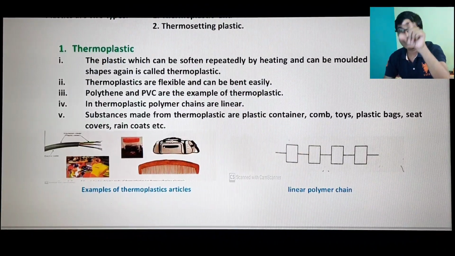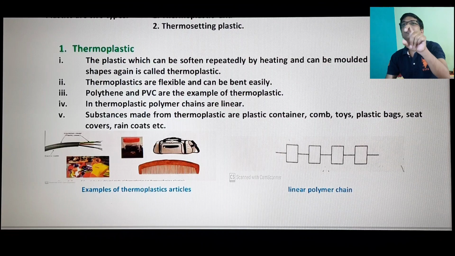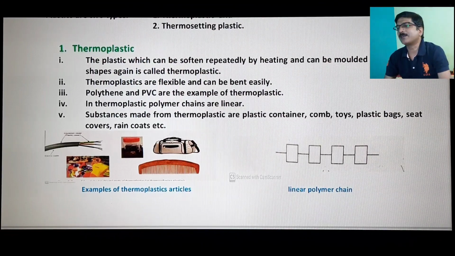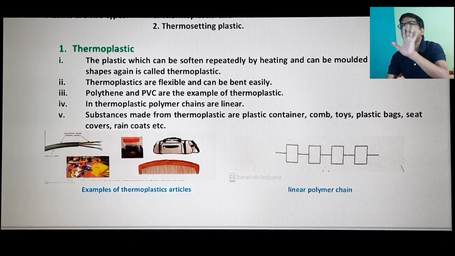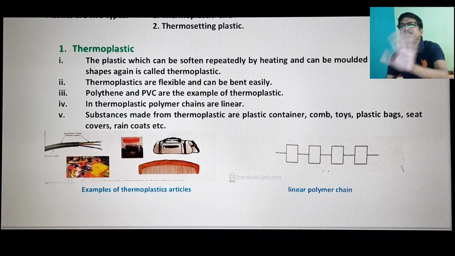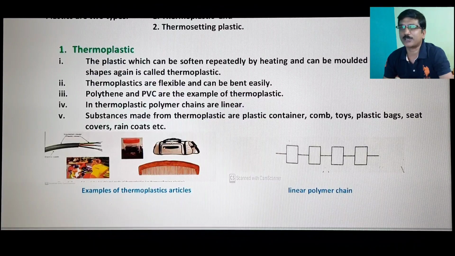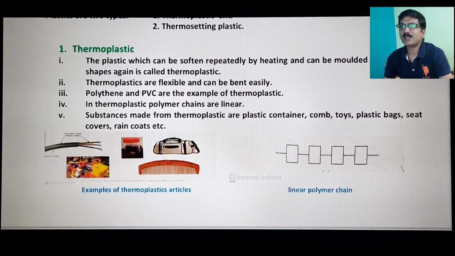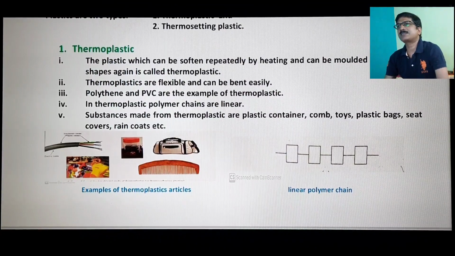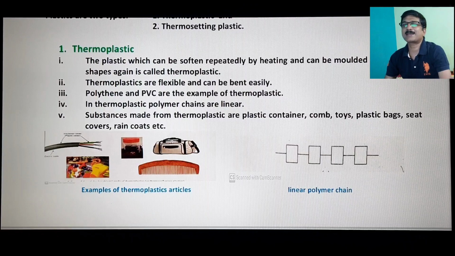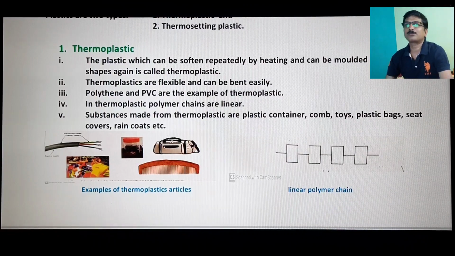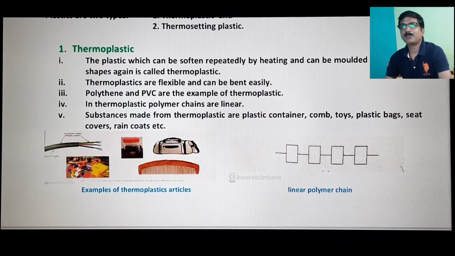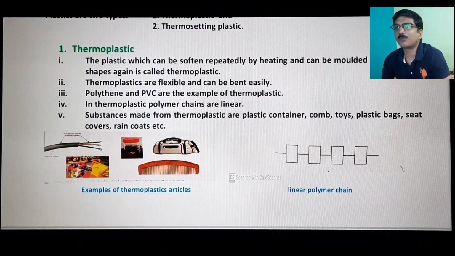And in the case of thermoplastic, the polymer chains are linear. Molecules are arranged linearly. And the polymer chains are not interlinked with each other. And the substances which are made from thermoplastics are your comb, toys, plastic bags, seat covers, raincoats. Okay? So this is all about your thermoplastic.